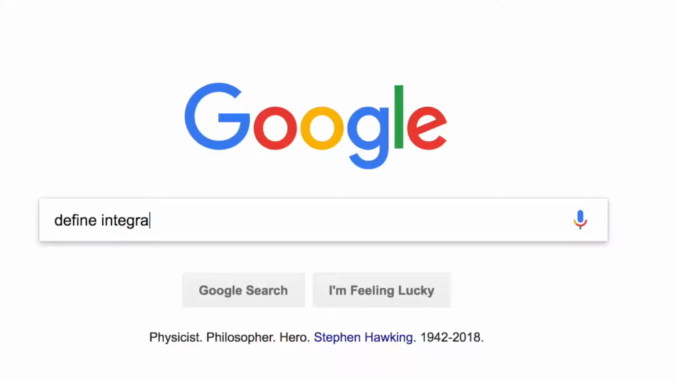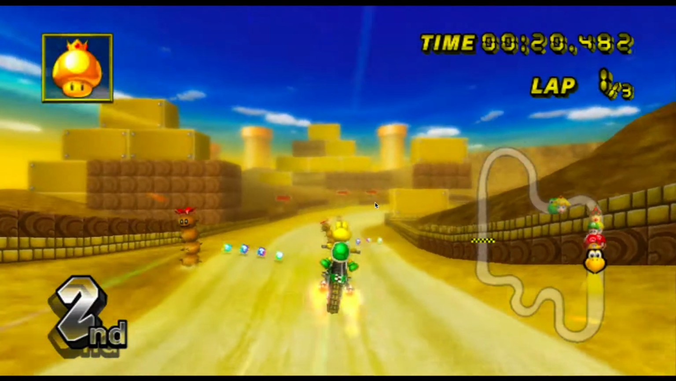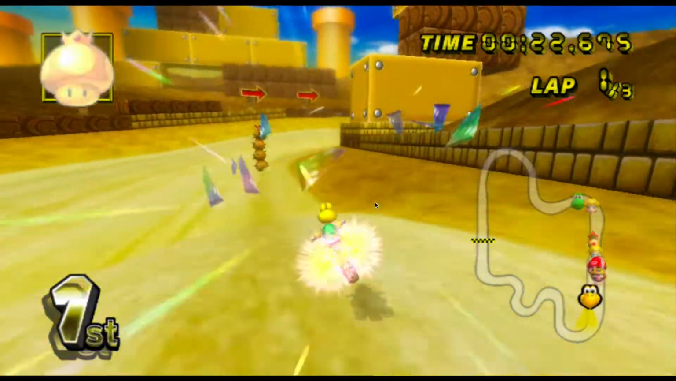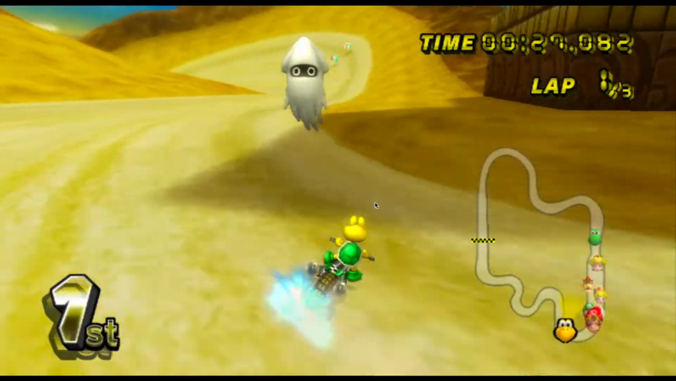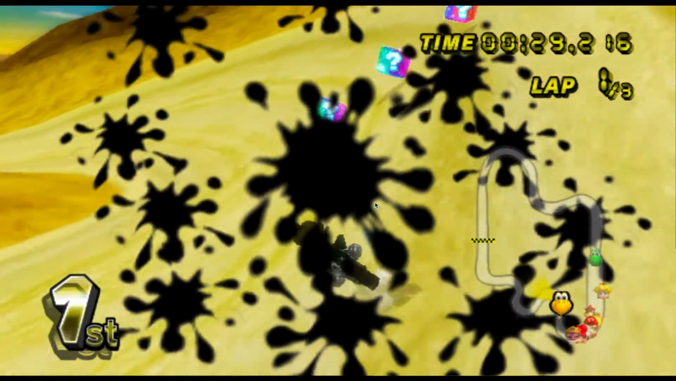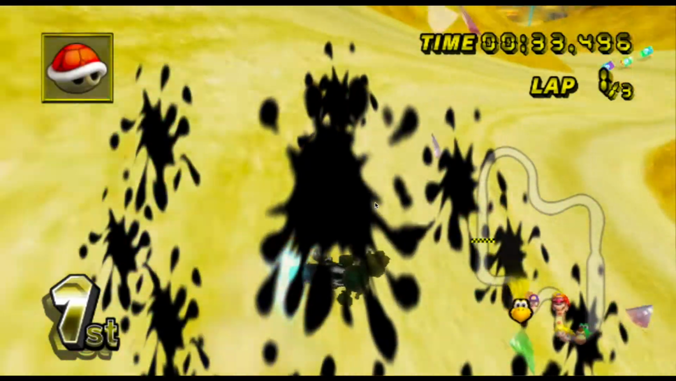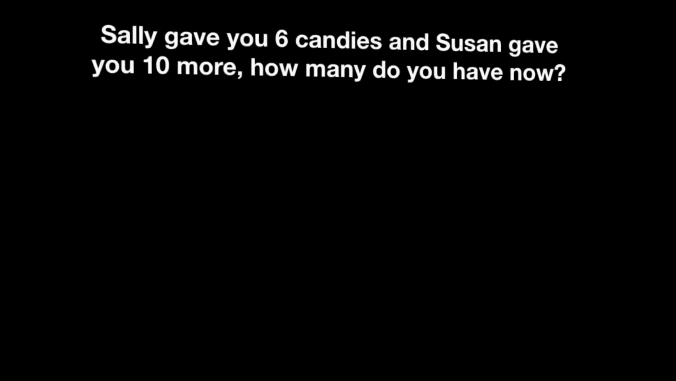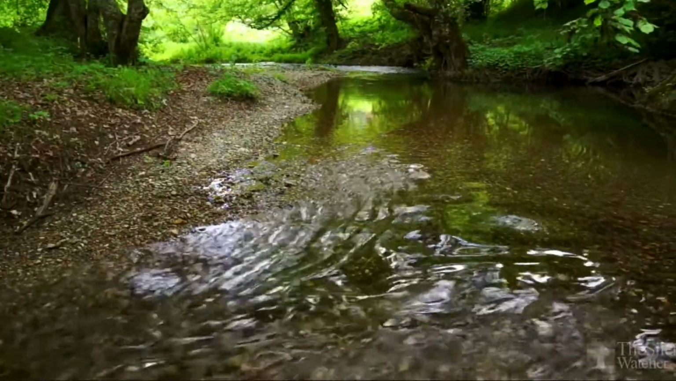Alright, so the word integrate just means combining things together so that they become a whole. Now you might be saying that, well, I already learned how to do this in like kindergarten. And actually you're right to a certain extent, because integrating something in calculus is pretty much just fancy addition. The reason it's fancier is because in elementary school you learn how to add a finite amount of things. Like if Sally gives you 6 candies and Susan gives you 10 more, you have 16 candies in total. But integration in calculus deals with a continuous stream of things.